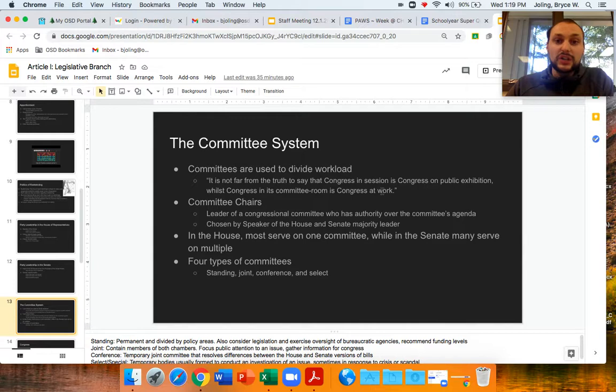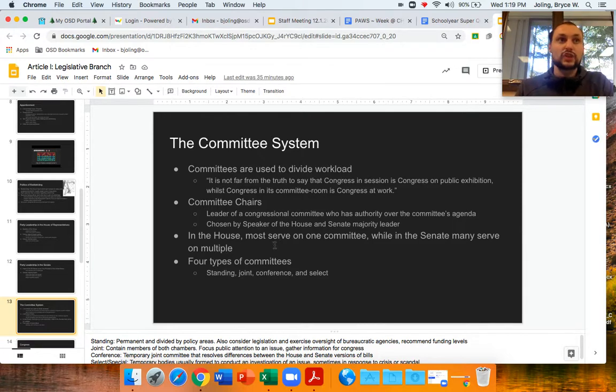Committee chairs are the heads of the said committee. It's the leader of a congressional committee who has authority over the committee's agenda. So the chair of a committee gets to decide what that committee's agenda is going to look like and what they are going to be involved with.